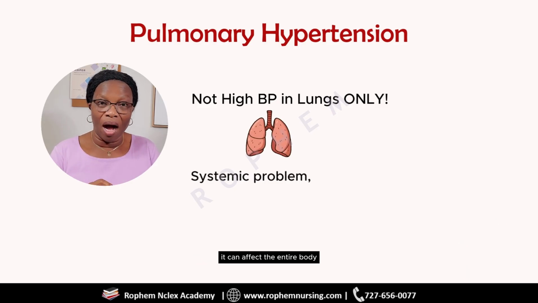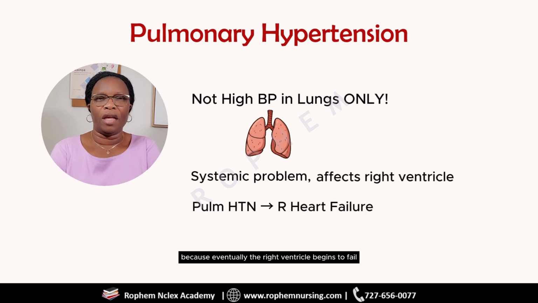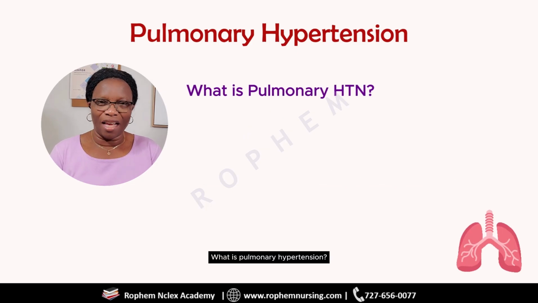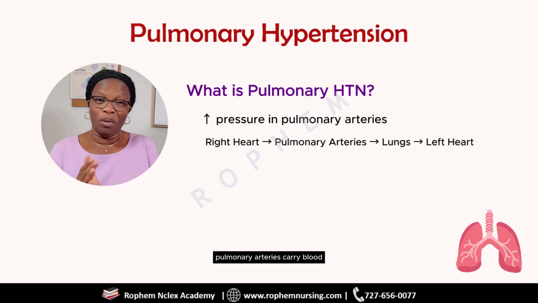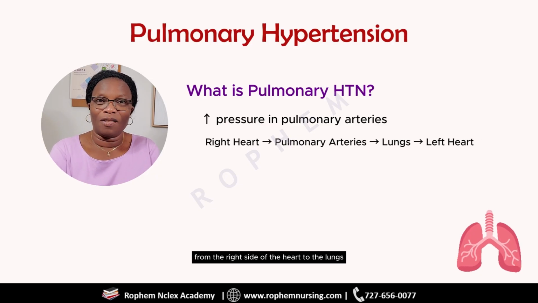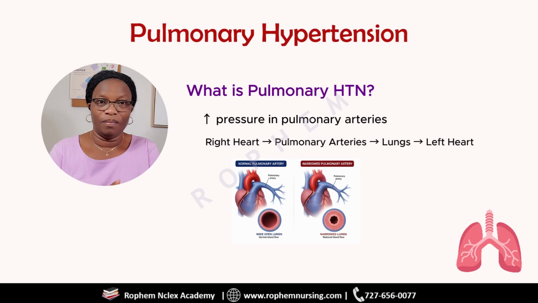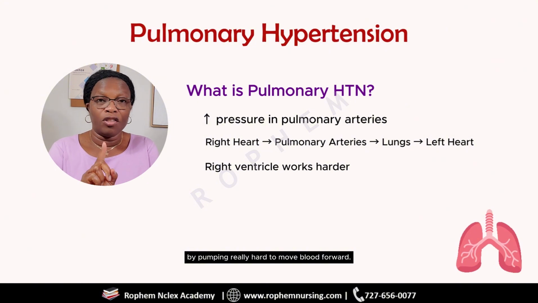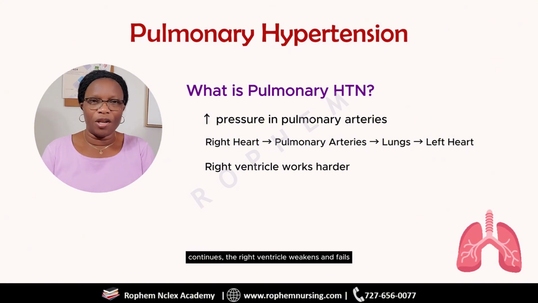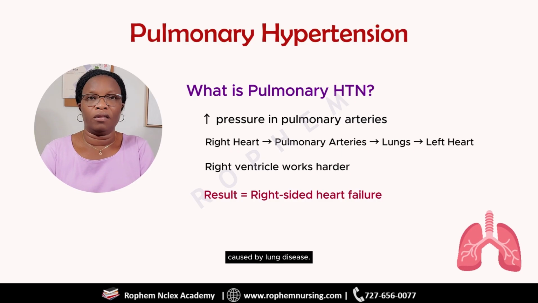It can affect the entire body due to the involvement of the right side of the heart, because eventually the right ventricle begins to fail. What is pulmonary hypertension? In pulmonary hypertension, the pressure inside the pulmonary arteries becomes elevated. Pulmonary arteries carry blood from the right side of the heart to the lungs. When they become narrow or damaged, resistance to blood flow increases. And because of this, the right ventricle will need to compensate by pumping really hard to move blood forward. As the problem continues, the right ventricle weakens and fails, leading to right-sided heart failure caused by lung disease.